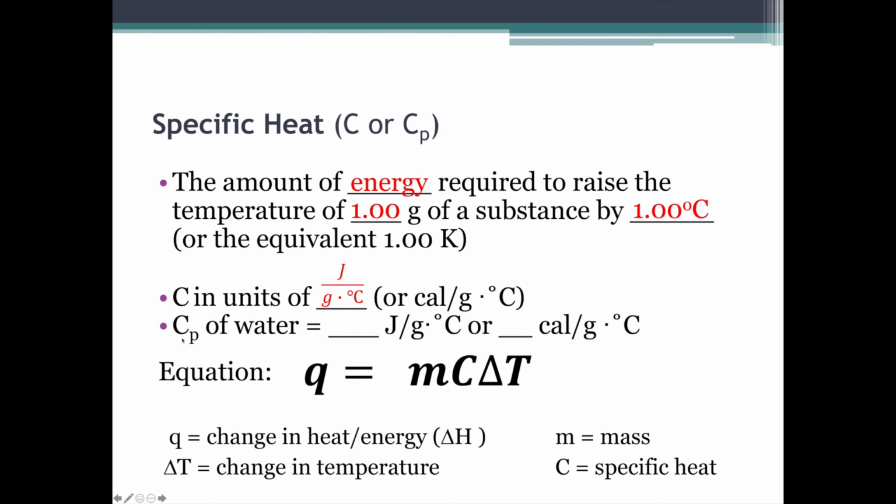Now, the specific heat of water is commonly known, and you are going to have to know it as well. It is 4.18 joules per gram degree Celsius. Remember that number? This means that the specific heat of water is 1 calorie per gram degree Celsius. That is why we redefined calories to be 4.18 joules. It's because of water.